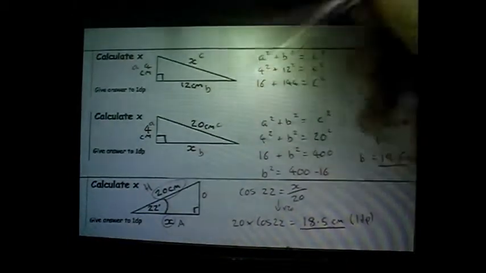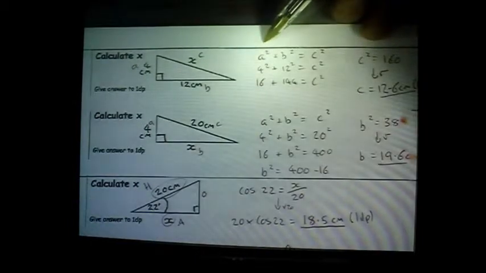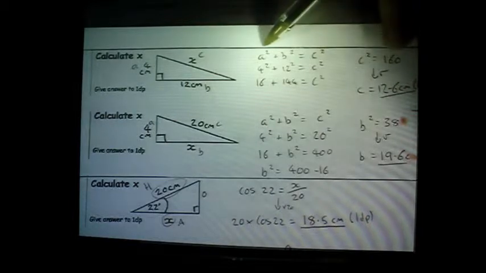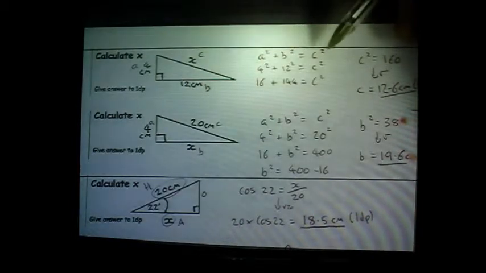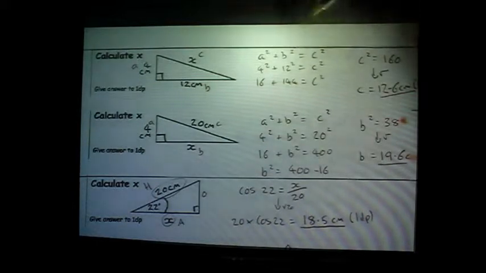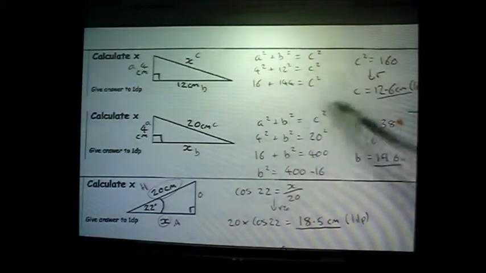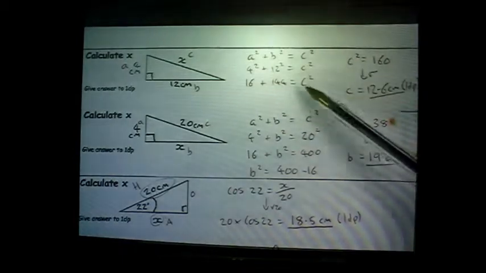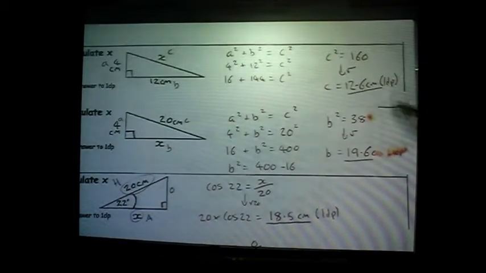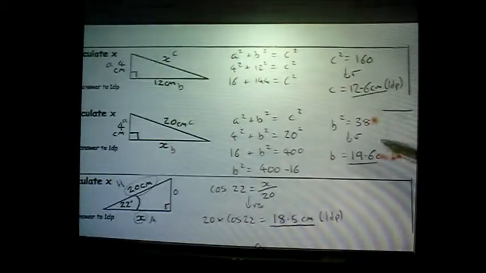So let's have a look from the top. A I've labelled as 4, B I've labelled as 12, and C is what we're trying to find. So 4 squared add 12 squared is C squared. 4 squared is 16, 12 squared is 144, that's still C squared. 16 add 144 is 160, so C squared is 160, square root it, and I get 12.6 centimetres to 1 decimal place, because it says to 1 decimal place. That's how you do it.